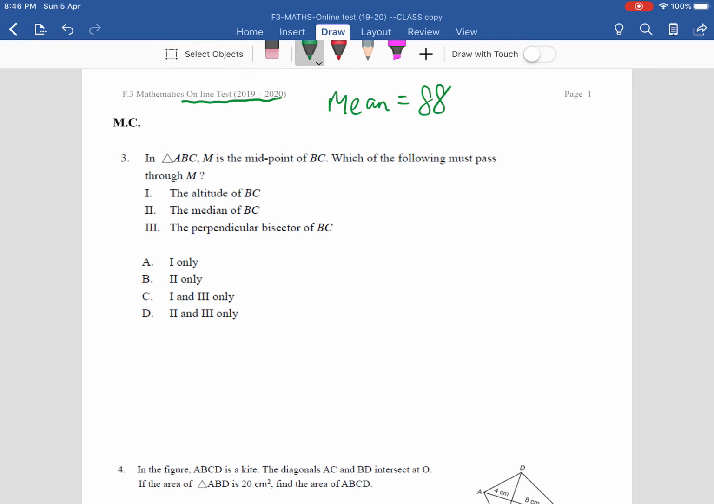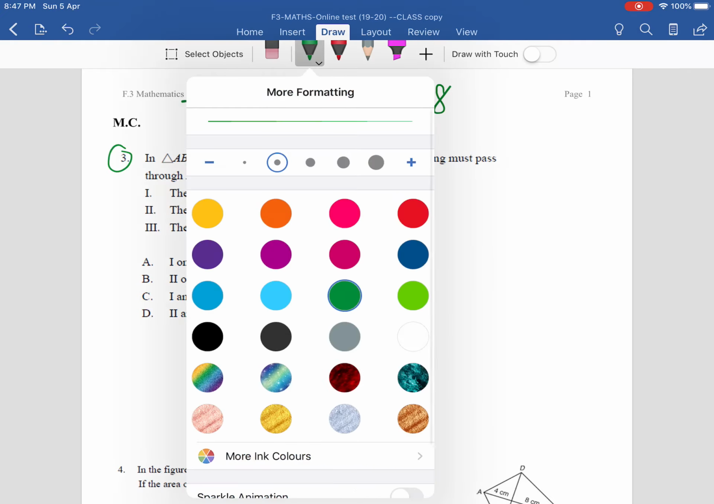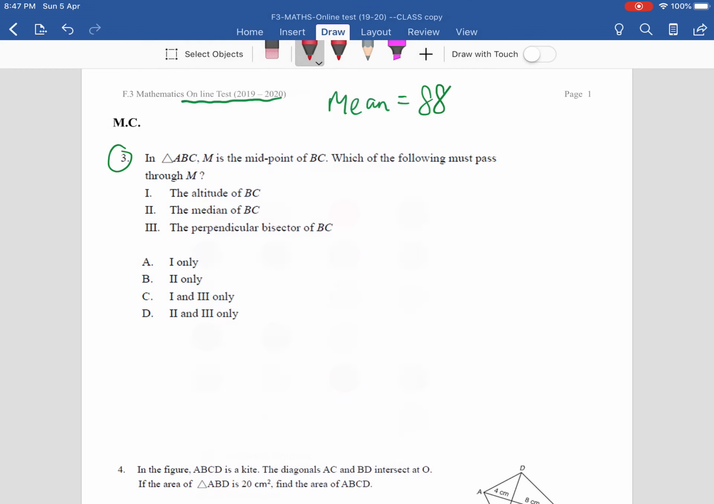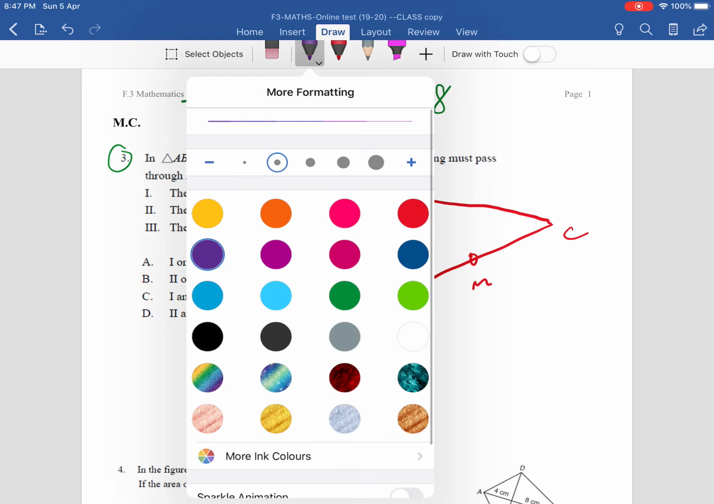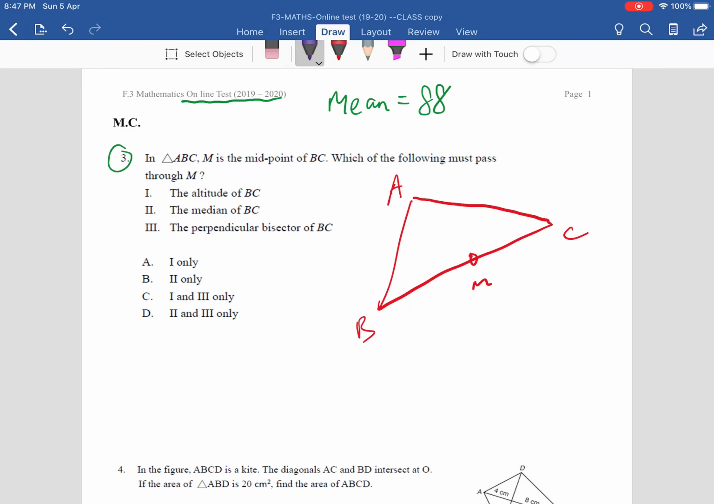In triangle, question 3, okay. In triangle ABC, M is the midpoint. You just draw any triangle ABC. Okay, M is the midpoint. Which of the following must pass through the point M? The first one, the altitude of BC, this one, does not pass through M.